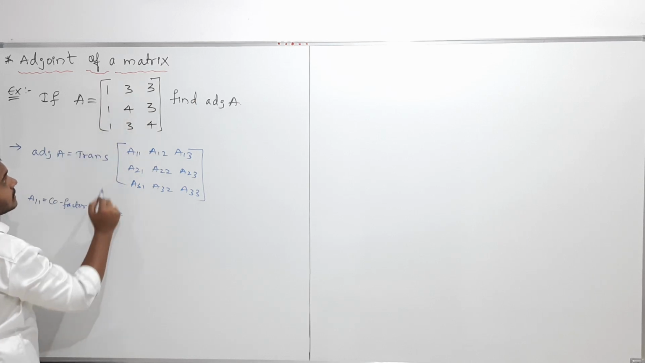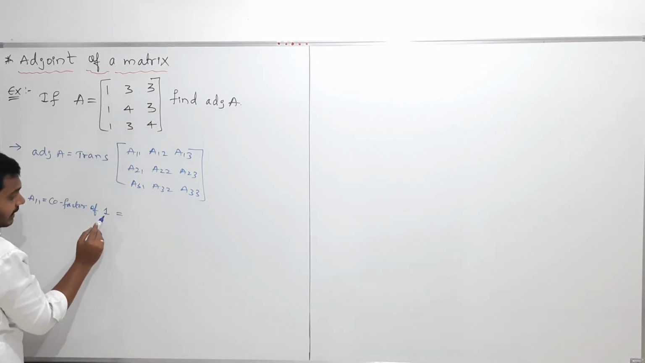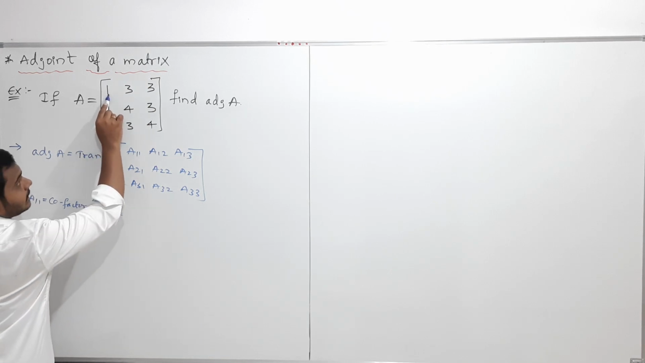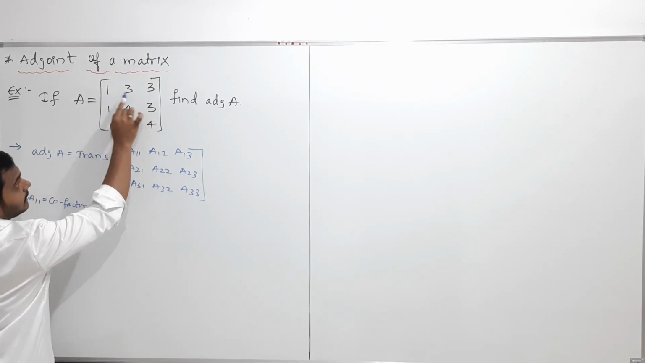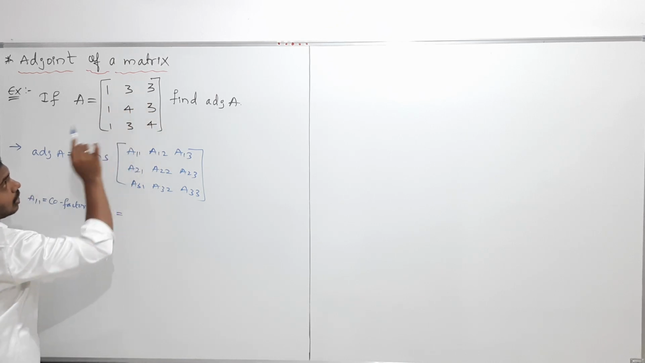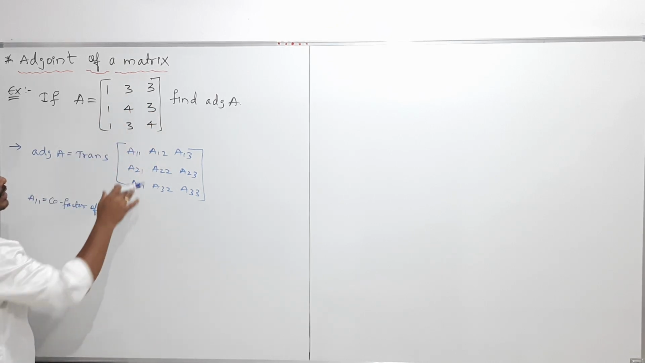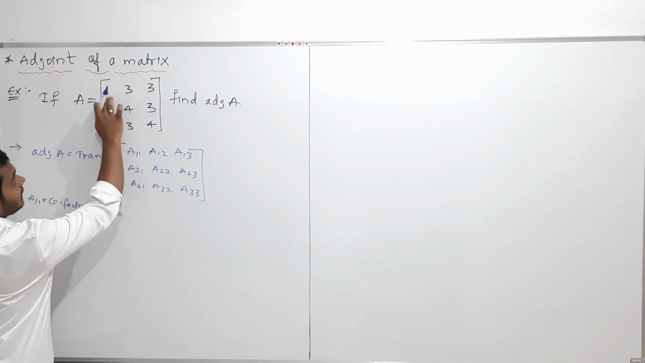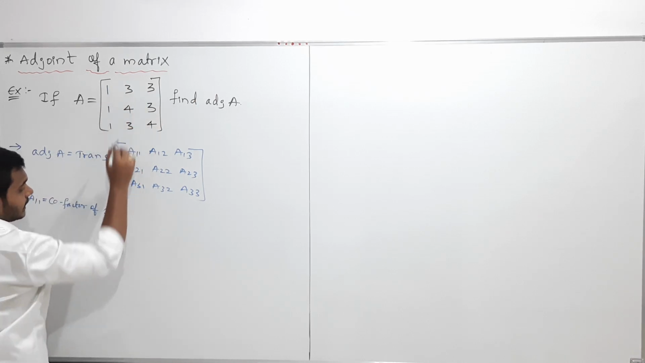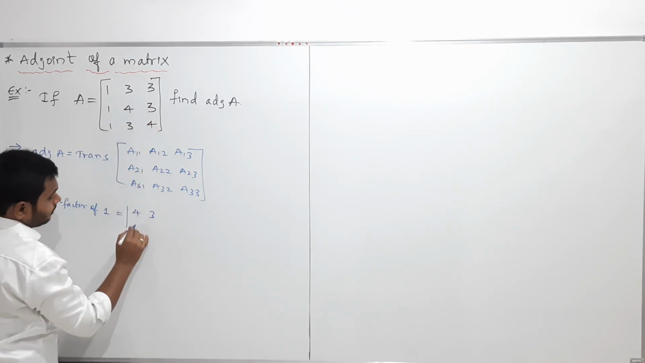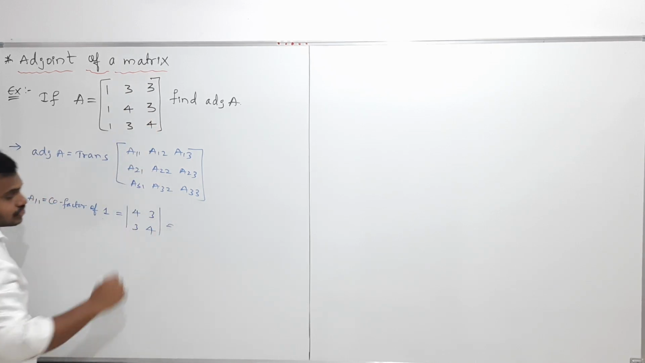So the cofactor of 1 means leave this row. Which element's cofactor are you finding? The row and the column containing that element we should delete, and we should calculate the determinant of the remaining elements. So leave this row and this column. Next, consider the determinant of the remaining elements: 4, 3, 3, 4. Like this we should calculate.